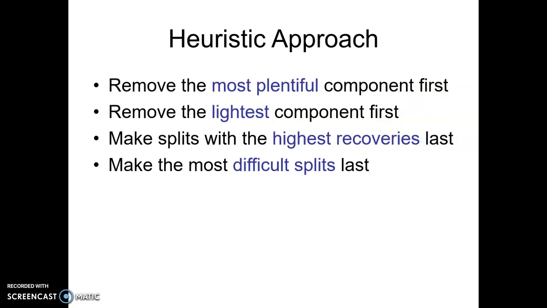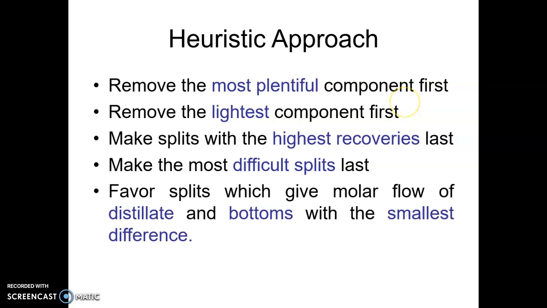This is also what we discussed in the previous slide, that any relative volatility which is less than 1.1, keep that last. Favor splits which give molar flow of distillate and bottoms with the smallest differences. So these are all the heuristics which will reduce the consumption of energy. If I have 100 kilomole, try to have 50-50 splits. Now this is not exactly possible, so try to have 60-40. Try to favor the splits where your distillate and bottom are split almost 50-50.